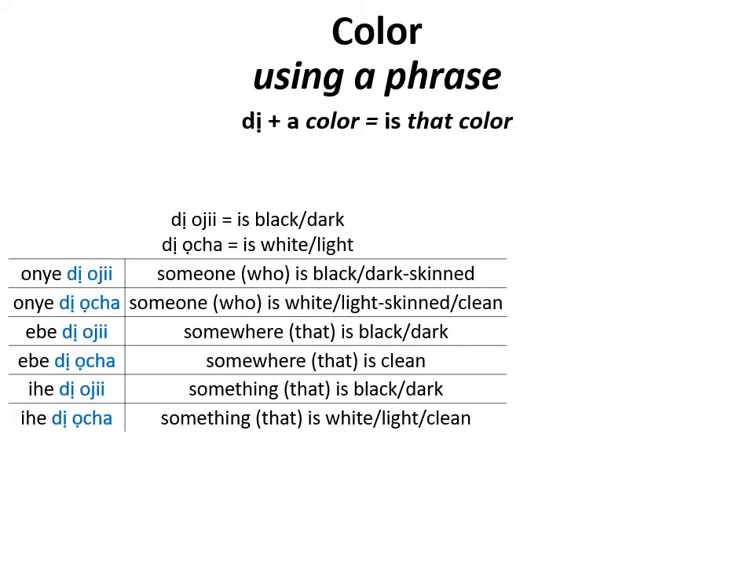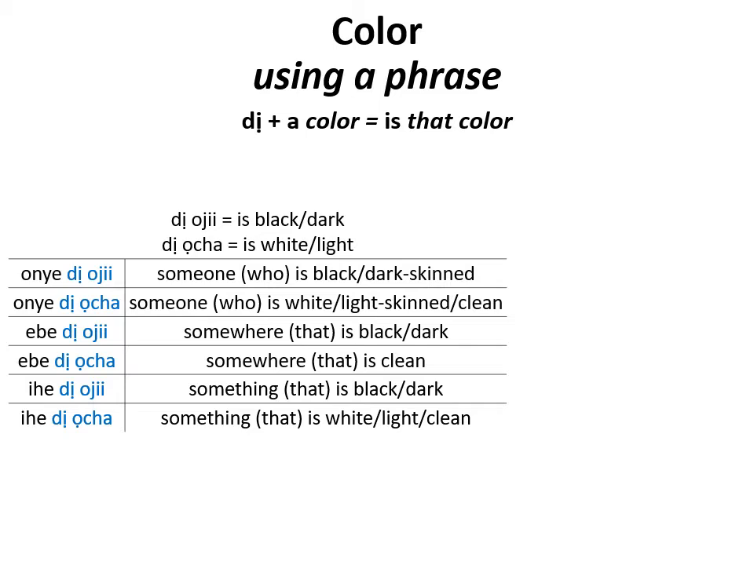De oji means is black or is dark. De ocha is white or is light. So onye de oji is someone who is black or dark skinned. Onye de ocha, someone who is white or light skinned. Ocha might also mean clean. So when you say onye de ocha, you might also be saying someone who is clean.